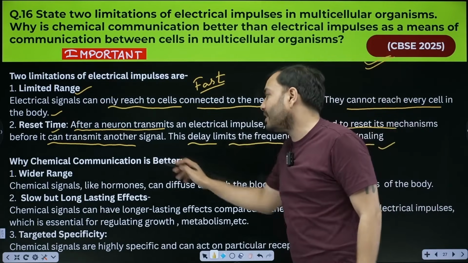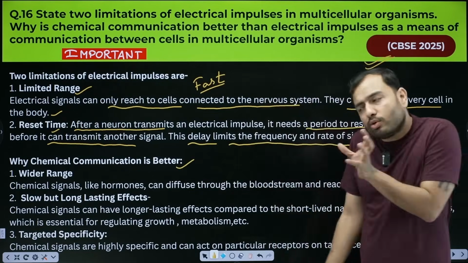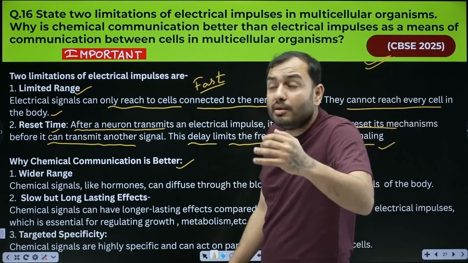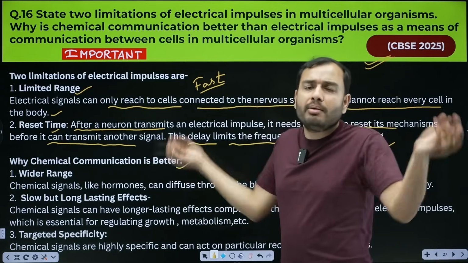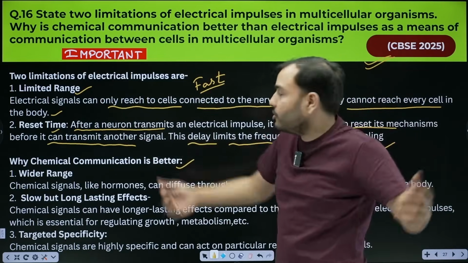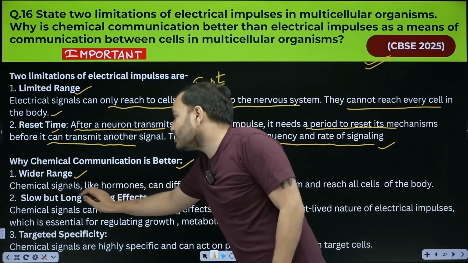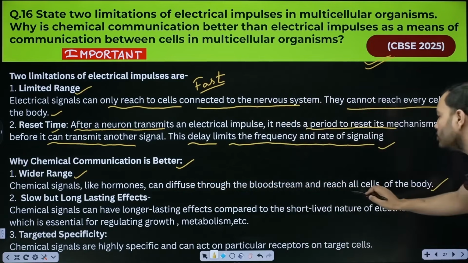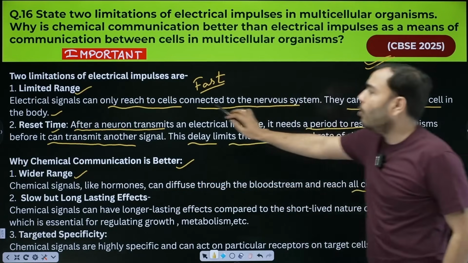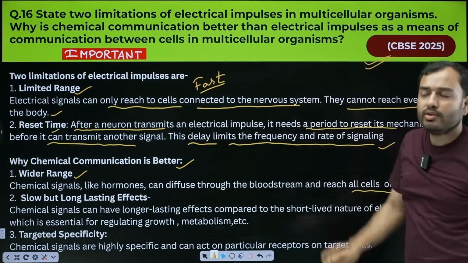Now, what are the advantages? Why is chemical communication better? Why is this endocrine system hormone signaling better? First thing, wider range. These hormones are chemicals. They dissolve in the blood and reach every cell in the body. Wider range: chemical signals like hormones can diffuse through the bloodstream and reach all cells of the body, whereas the nervous system only reaches cells connected to it.